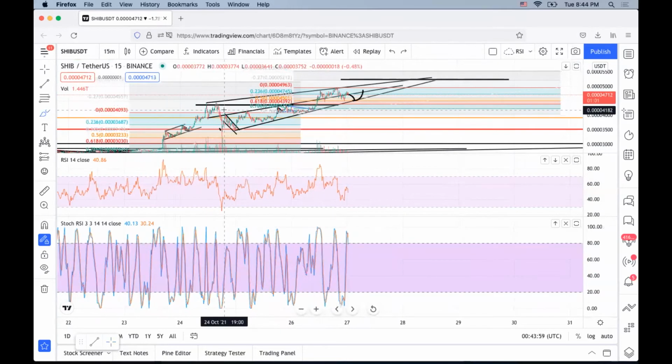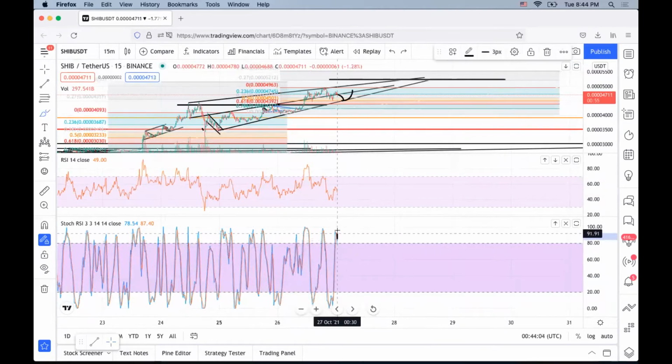And let's go over here to our, actually, let me take a look at the stochastic. So stochastic is starting to face downward right here.